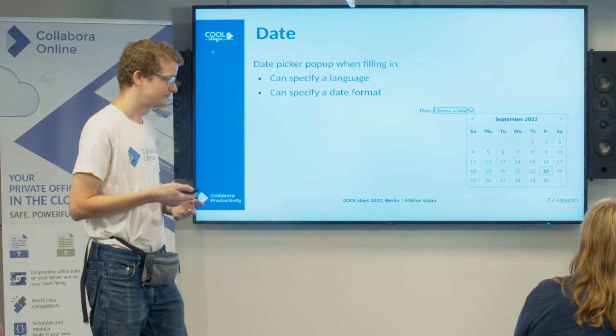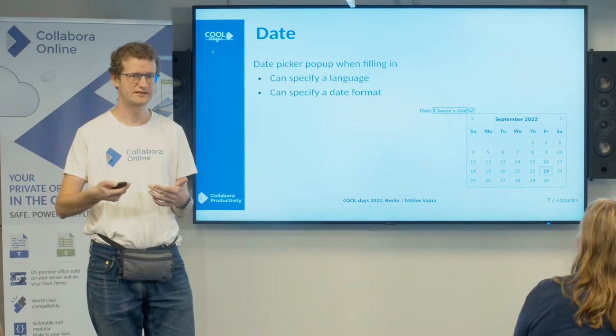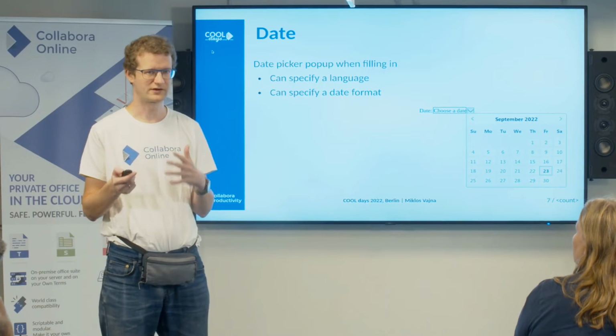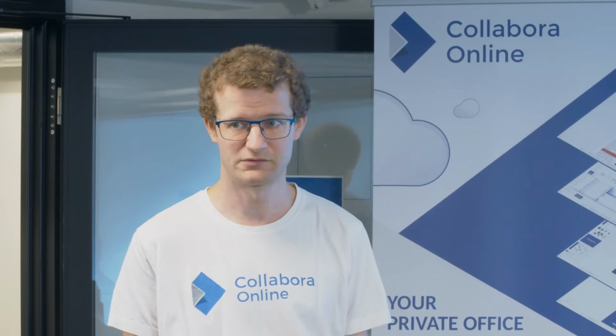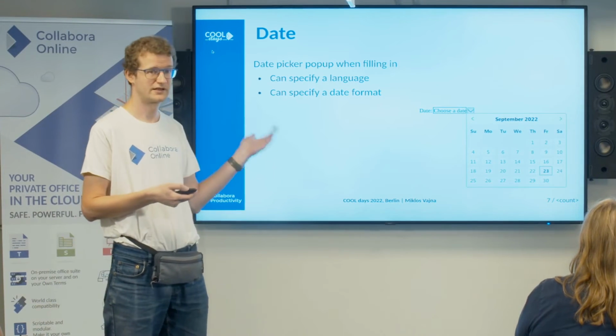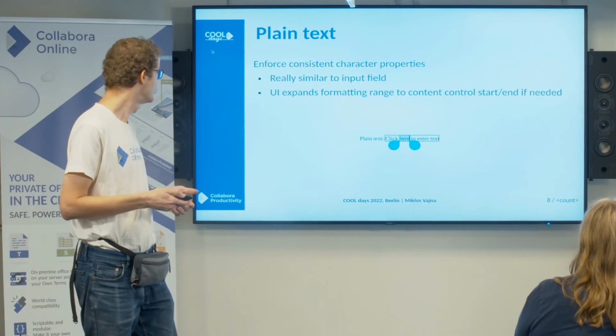Then we can have date content controls. This is again integrating nicely with the existing functionality. We have the support for different languages and then date formats, and the date formats might be locale dependent. So let's say we spell out the name of the current month, then that is locale dependent. So you can customize what date format you want, what language you want, and then you get a date picker, you select the date, and the formatted result is inserted to the document.